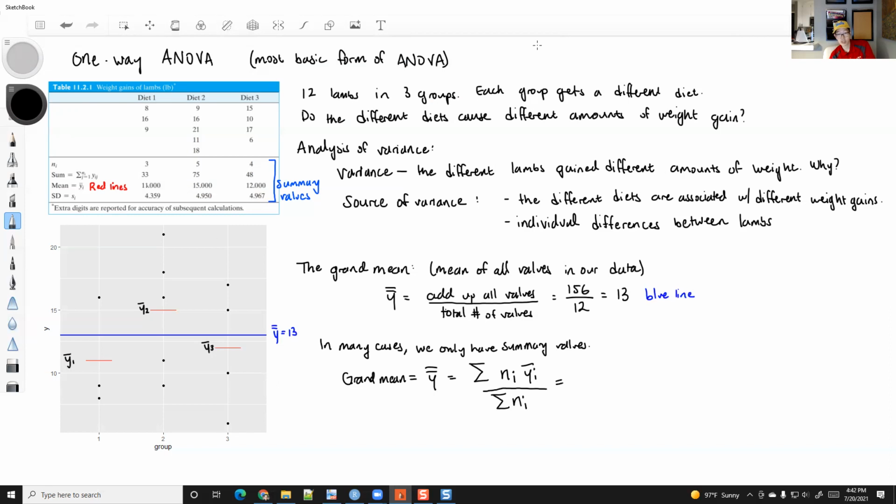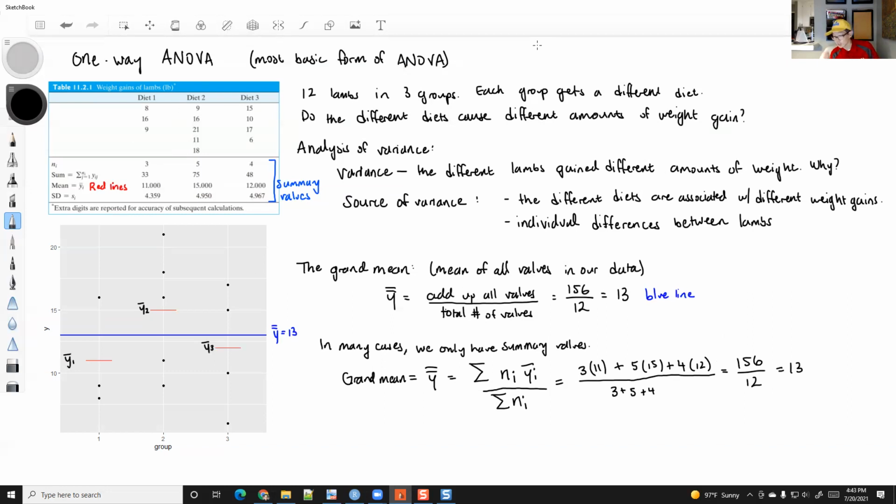So in our case, we take our first group, which had 3 observations, and multiply it by the group mean of 11. We go to our second group, which has 5 observations, and multiply by the group mean of 15. And we go to our third group, which has 4 observations with a group mean of 12. And we divide by the sum of the group sizes, which is 3 plus 5 plus 4, the number of observations, and that's going to be 12. If you do this, you get the same thing, 13, okay?